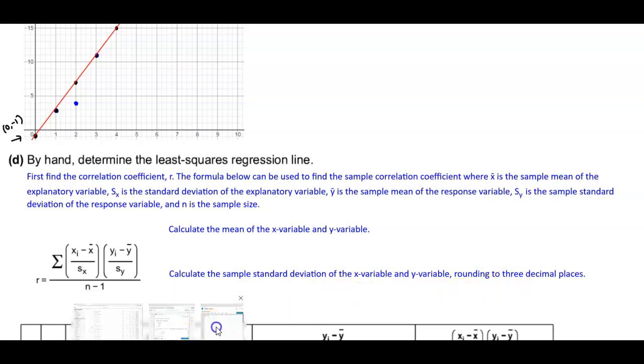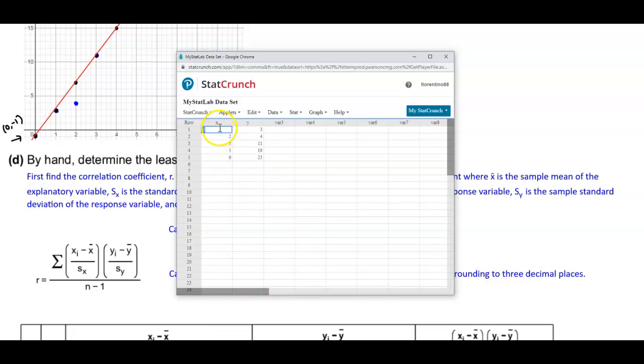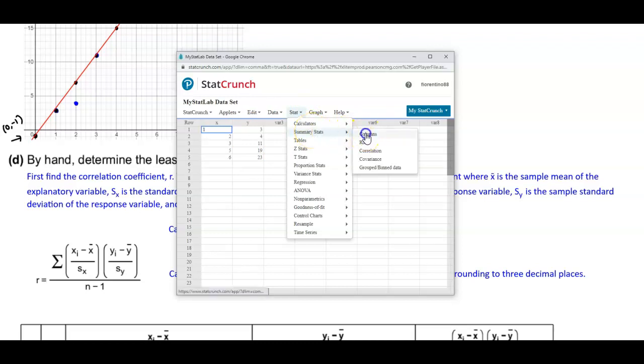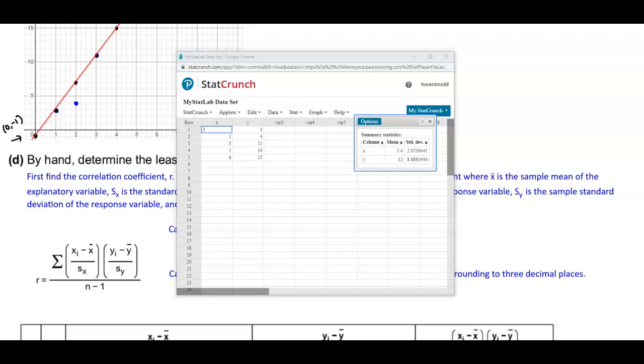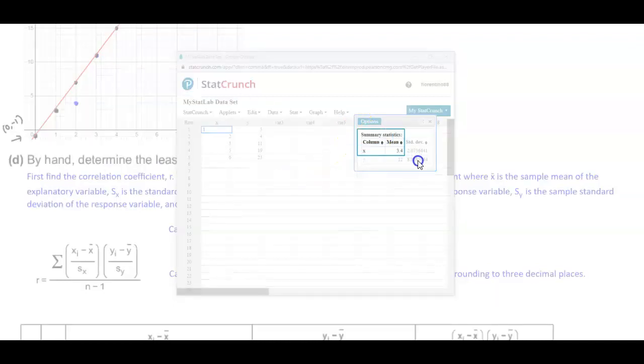So going back to StatCrunch, we want to find the mean of x and the sample standard deviation of this column. We want to find the mean of y and the sample standard deviation of that. So we're going to go ahead and select Stat, Summary Stats. We're going to go to Columns. We're going to select x, and we're going to select y. We want to find the mean, and we also want to find the standard deviation. So we're going to go ahead and select Compute. And now I'm going to go ahead and copy this information.